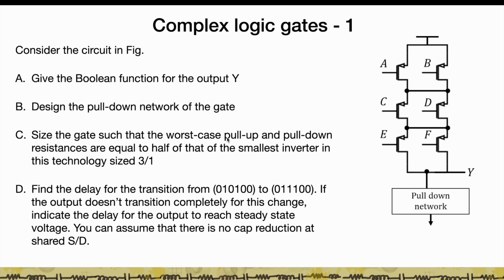Size the gate such that the worst case pull-up and pull-down resistances are equal to half of that of the smallest inverter in this technology, which is sized 3-1. Find the delay for the transition from 010100 to 011100. If the output doesn't transition completely for this change, indicate the delay for the output to reach steady state voltage. You can assume that there's no cap reduction at the shared source drain.